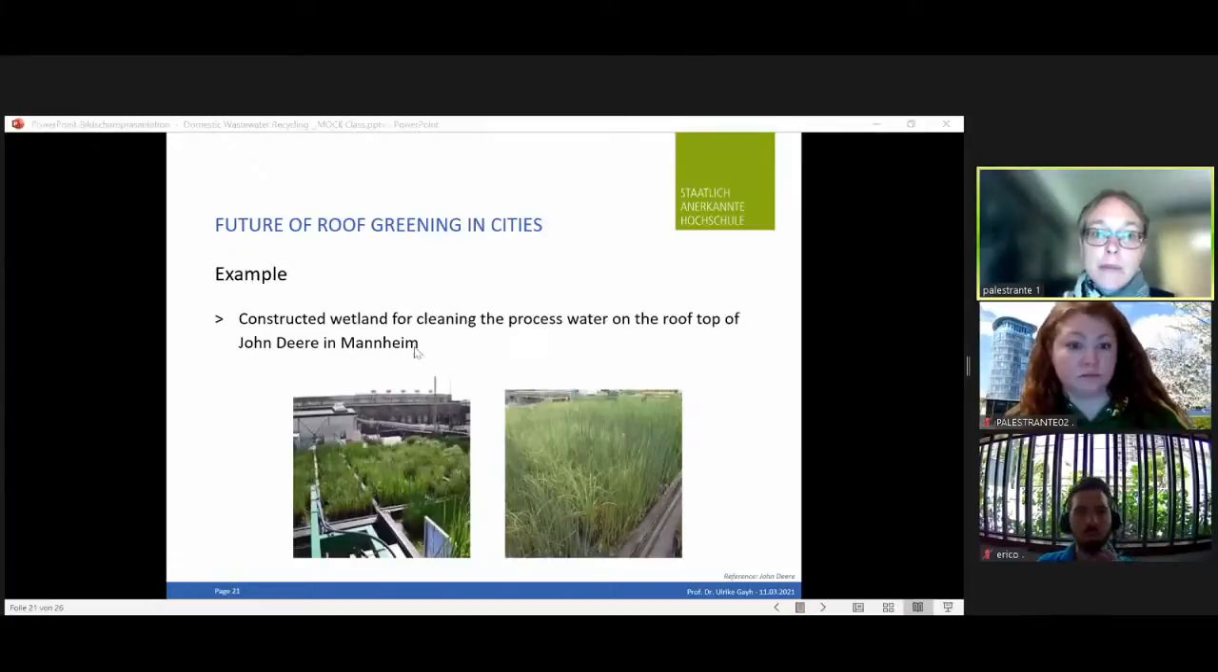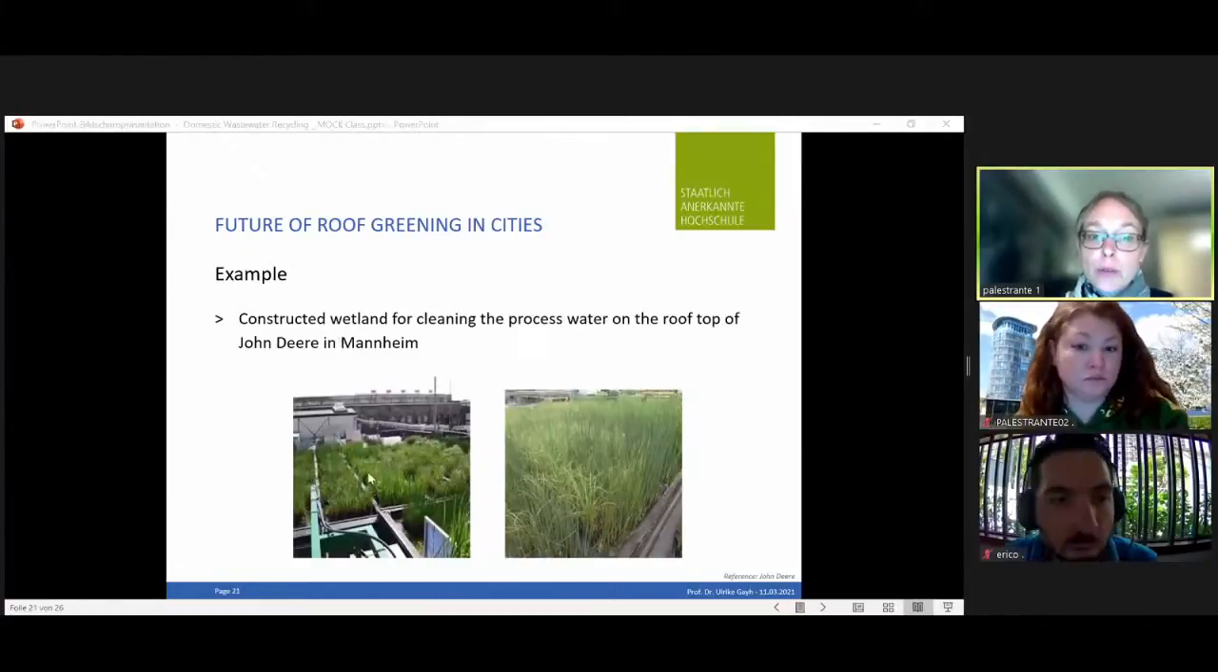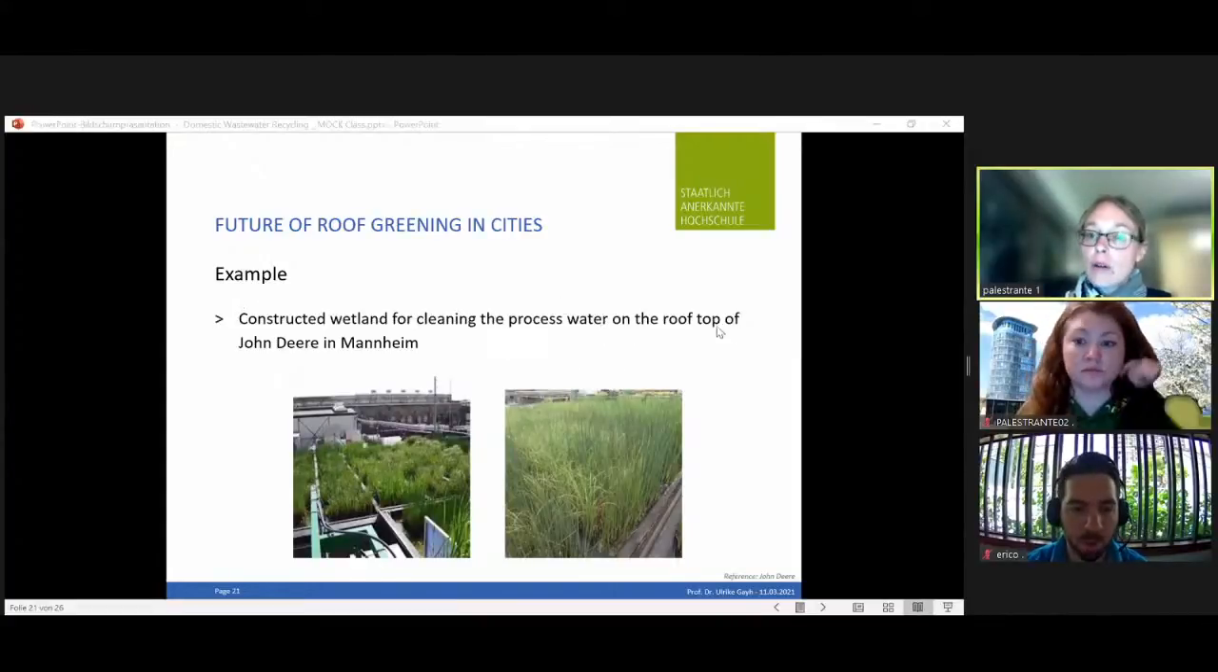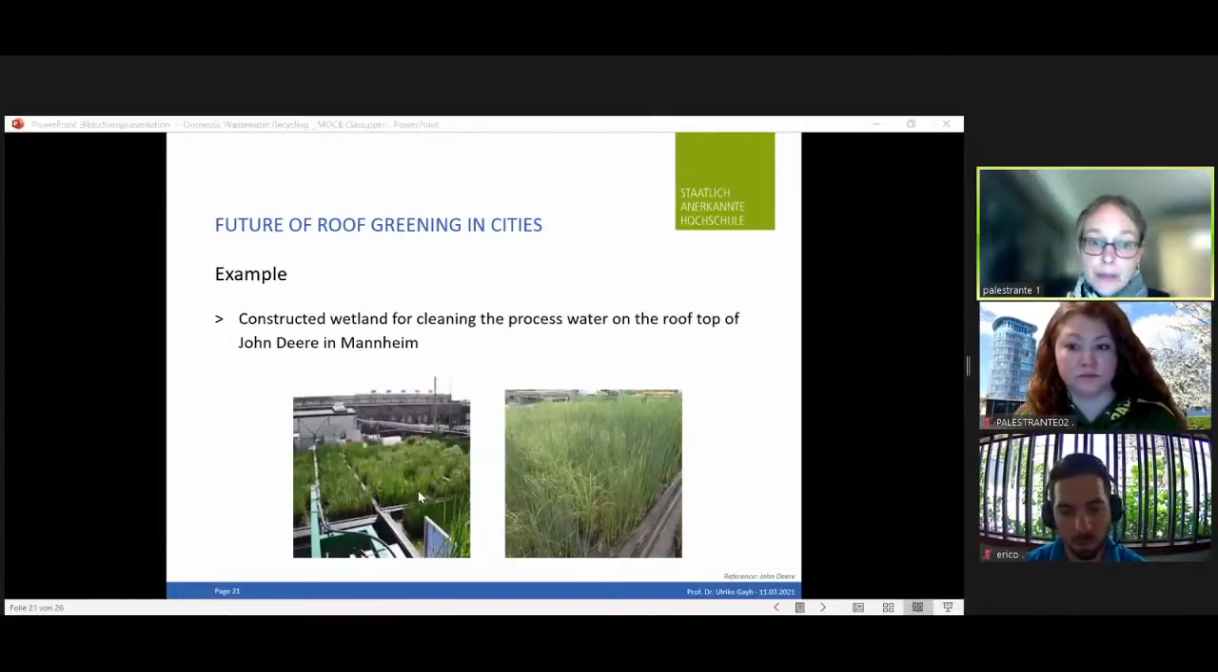Here is one example of a constructed wetland on the rooftop, as it might be possible, here in the picture. It's used for cleaning process water, so not the domestic wastewater, but process water. It's on the rooftop of a company, John Deere, in Mannheim. So they're recycling their process water, which is also not that polluted.